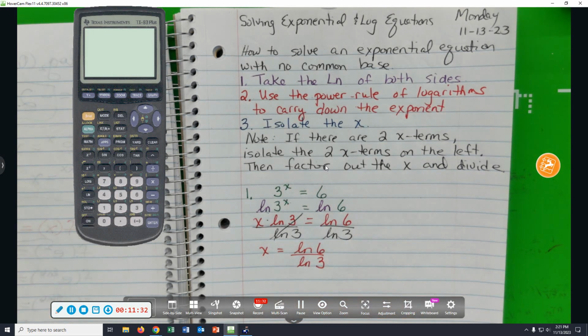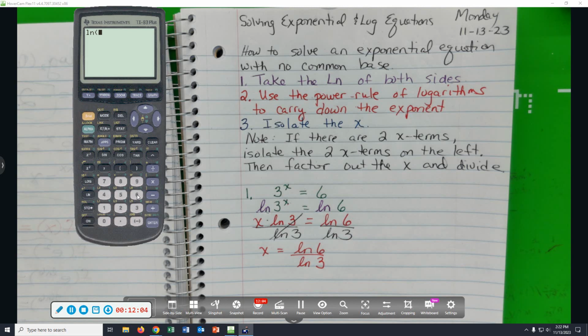Don't get carried away. There's nothing you can do to simplify this. Don't think you can cancel the 6 and the 3. No, you can't. This is one of those rare problems where now you've got to punch it into a calculator and get a decimal number. Be very, very careful when punching in this stuff with your calculator. On my calculator, and on most calculators, when you hit ln, it opens parentheses.